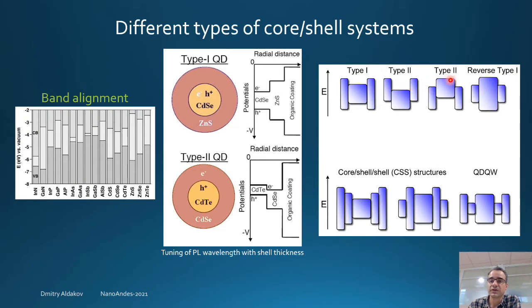You can get type 2 with the hole in the core, or hole in the shell. You can get reverse type 1. You can have core shell with multiple shells and so on. You have a wide variety. You just need to pay attention to the position of the energetic levels of the materials for your core and the shell.